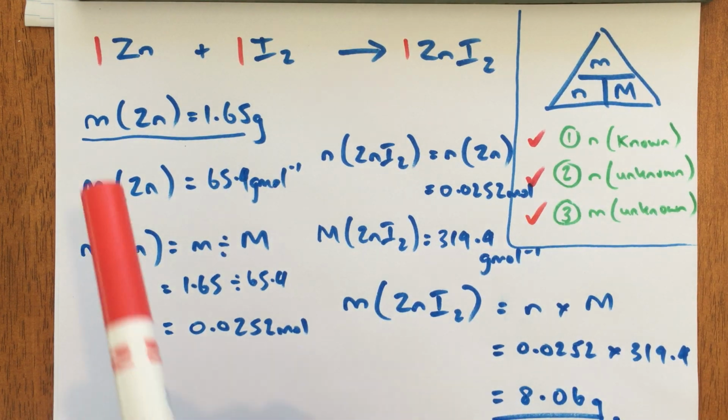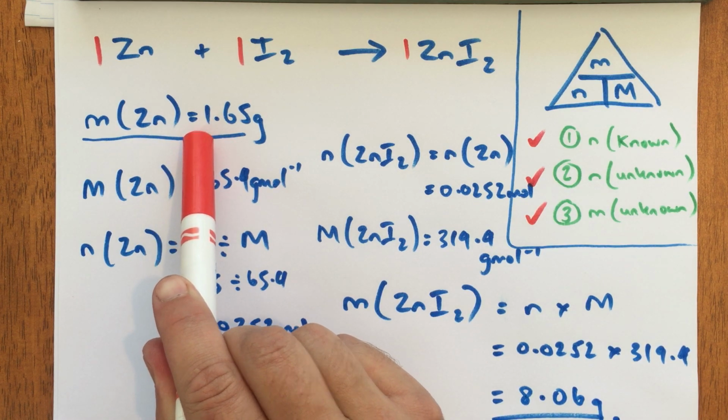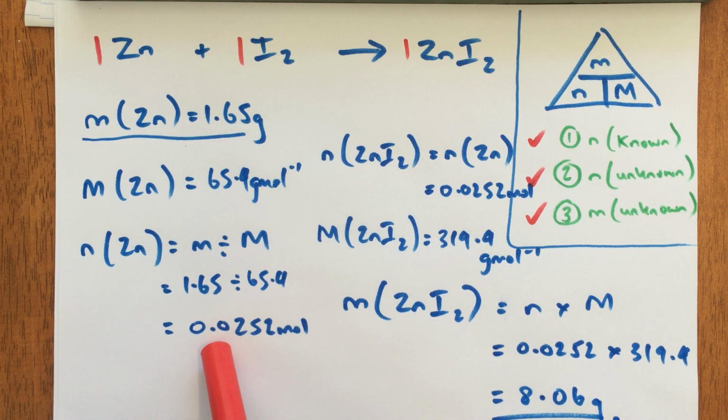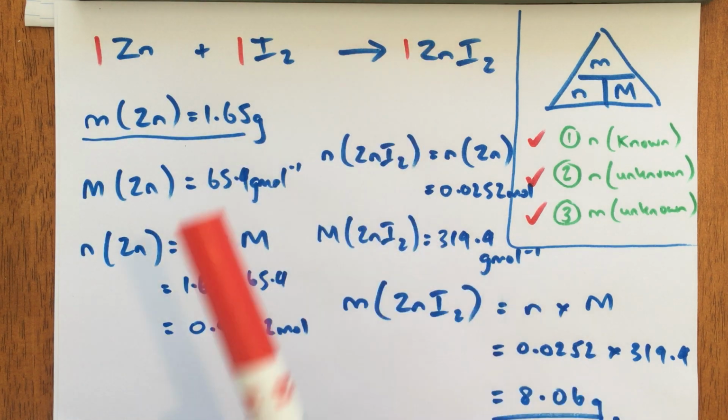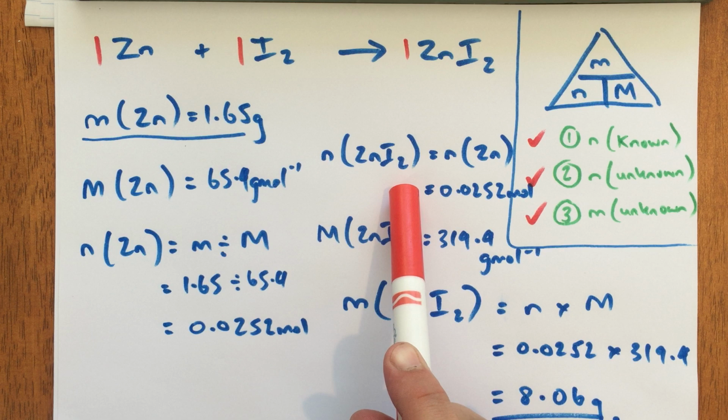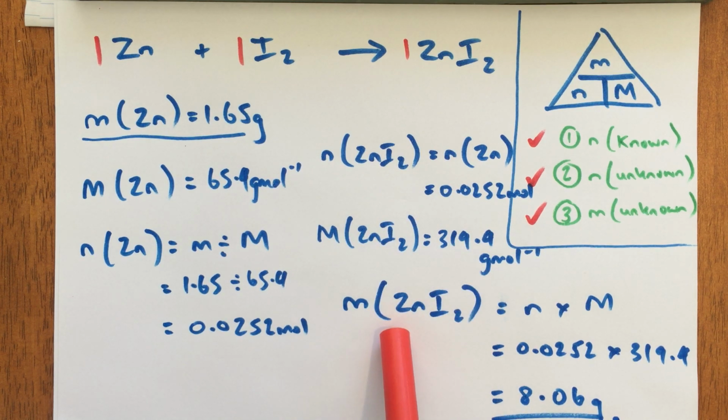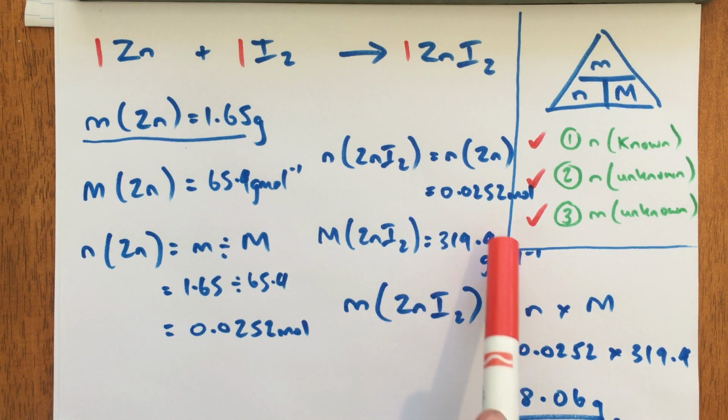So I started off with my mass of my known, which was zinc. I worked out the number of moles of my known, that's the first step. I then used the balanced chemical equation to work out the number of moles of my unknown, that's the second step. And from my number of moles of my unknown, I can find the mass of my unknown, as long as I have that molar mass there, which you can always find from the periodic table if you're not given that in the question. So there's a 3-step guide to calculating the mass of an unknown from a mass of a known. Hope you found that helpful.